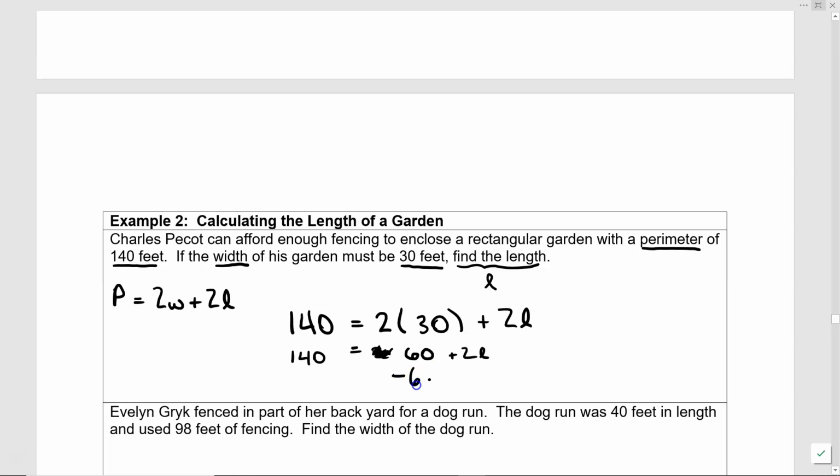We subtract 60 on both sides, and we get that 80 is equal to 2L. Lastly, we divide by 2, sorry, to get L alone. Sorry, this is kind of all over the place, but we get L is equal to 40. So the length of this garden is going to be 40. But again, 40 what? All of these units are in feet. So this is in feet.